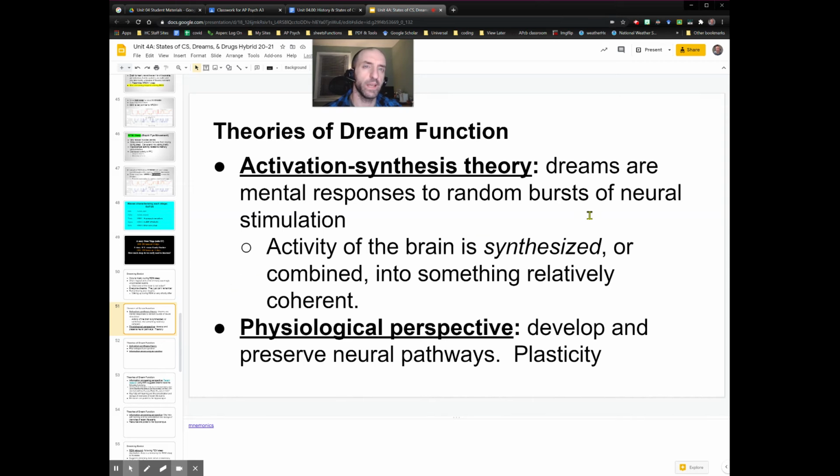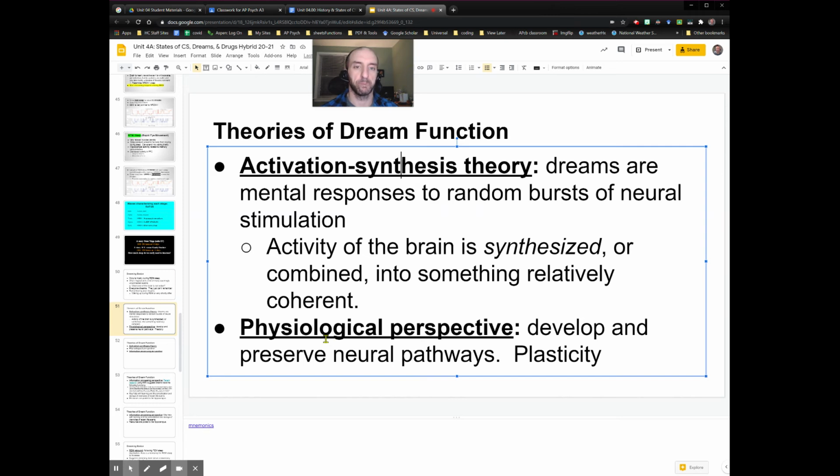Dream function, so activation synthesis. So your brain's having this random activity as you're processing. You're cleaning up from the day. You're moving memories into storage, and all of that, as you know, everything psychological is biological. As you're putting these memories away, you have this random activity, and your brain takes this activity, and because we like to make sense out of things, it synthesizes it into some kind of story. It tries to make it something coherent. So that's activation synthesis.